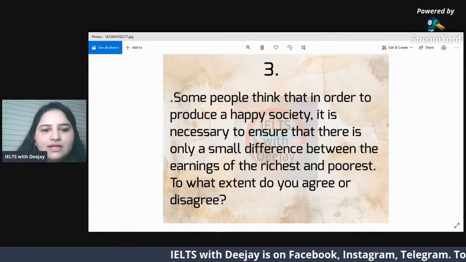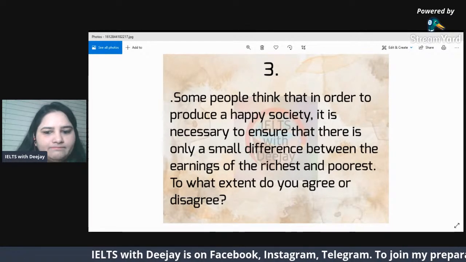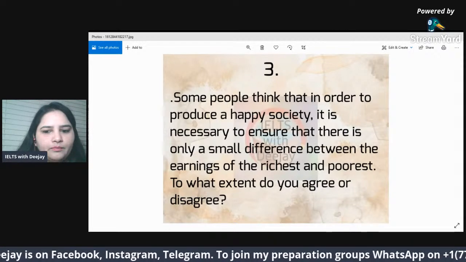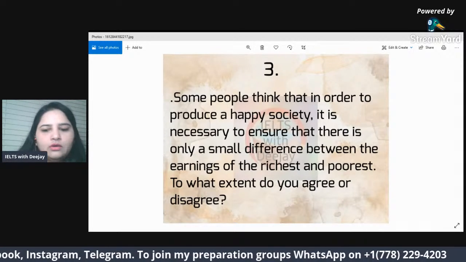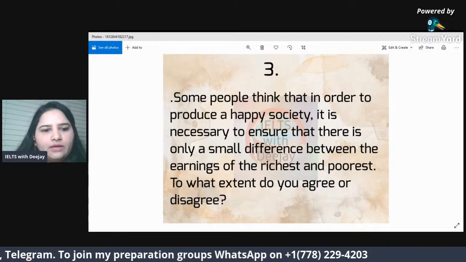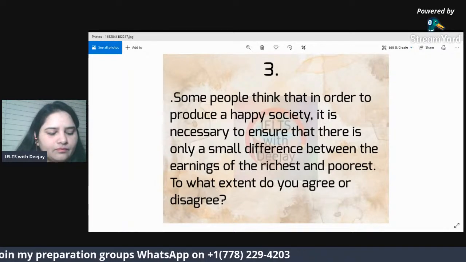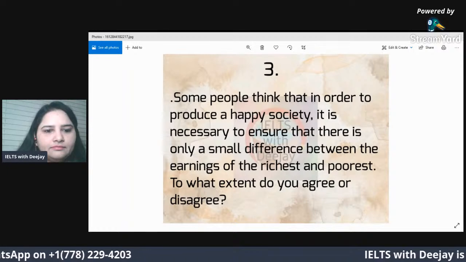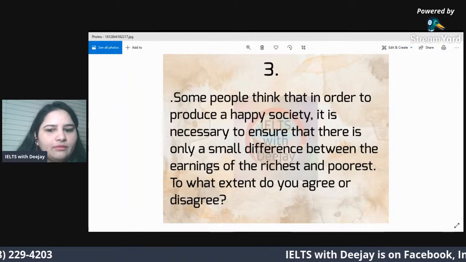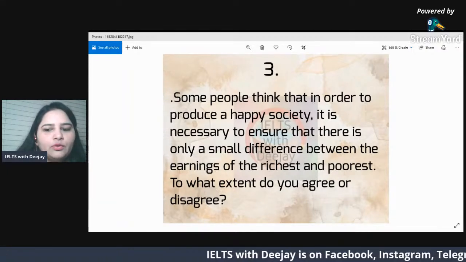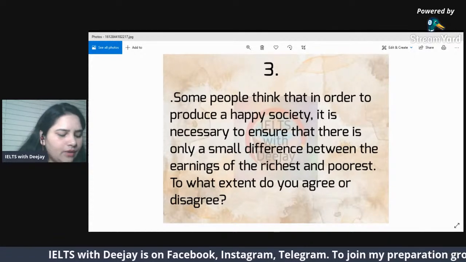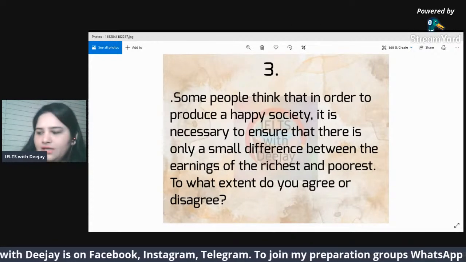For think, you can say are of the view, opine. Very good, Jess. You can use these words, are of the view, or you can say opine. Even state is also a word. State that. These words can be used when you are talking about think. Okay, so anything else you want to add or you want to ask anything?